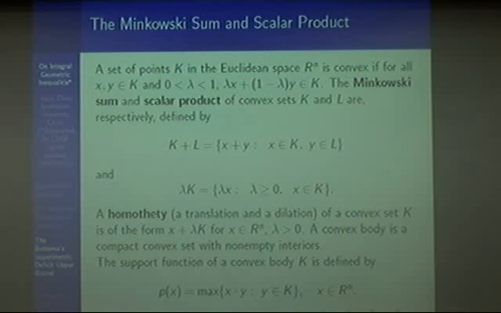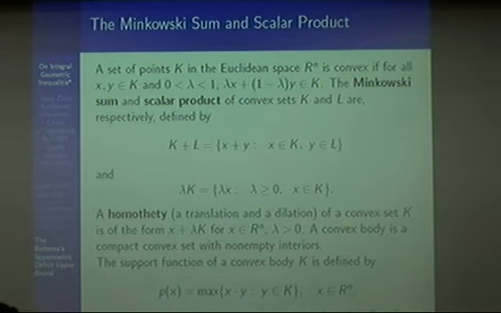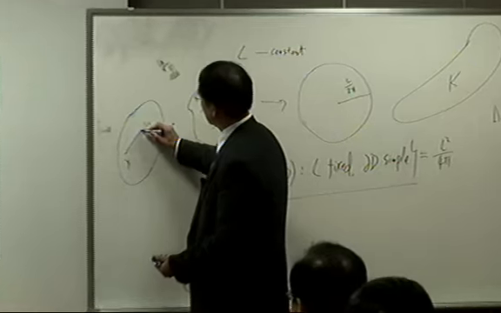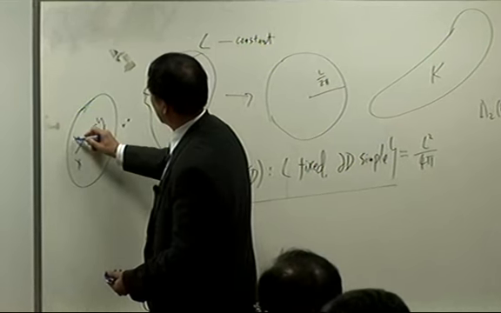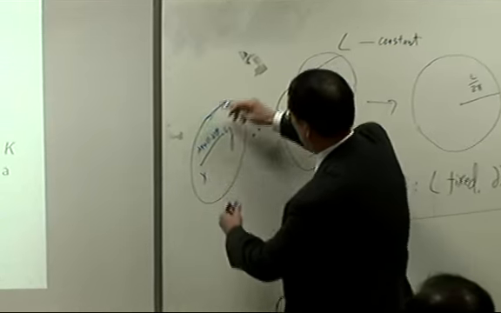First of all, a set of points in Euclidean space is convex if for all x, y in K and lambda, the segment connecting x and y is still contained in K. So you can see here, any x, any y, this segment, lambda x plus 1 minus lambda y, is all in K.